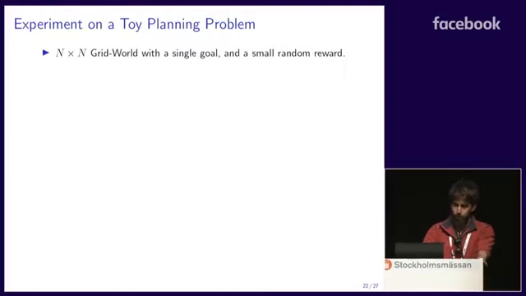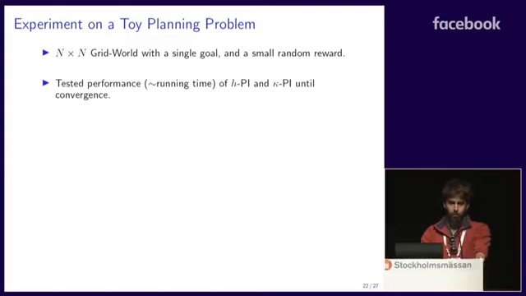So great. We concluded with a small toy problem. A toy planning problem. I want to emphasize that it's just a planning problem. It's an n by n grid world, and we have a single goal and a small random reward on the rest of the state space. And we just tested the performance of h policy iteration and kappa policy iteration and how much time it took us until we converged to the optimal policy. By performance, I mean the running time, meaning the lower the running time, the better the algorithm.